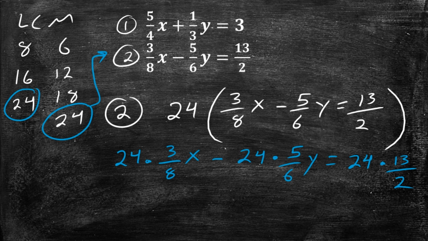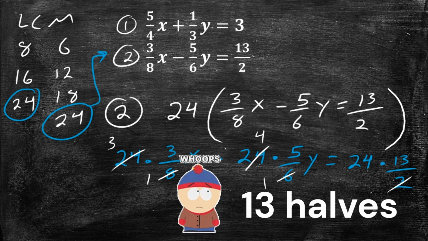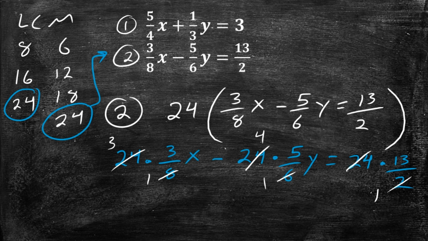So 24 divided by 8 is going to give us 3. So this reduces to 3. This goes to 1. 24 divided by 6 is going to give us 4. And that's going to be 1. And 24 times 3 halves. So this 2 becomes a 1. And this 24 becomes a 12. Like so. All right, so now let's go ahead and simplify this.